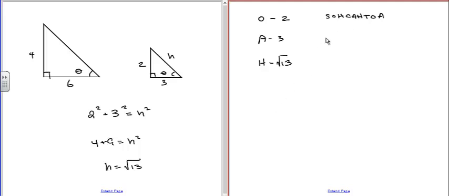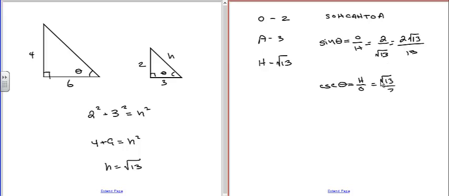And so we can find the exact value of the sine of theta by taking the length of the opposite side over the hypotenuse. So that's 2 divided by the square root of 13. And if we multiply and divide by the square root of 13, we get it in that form. Let's go ahead and do the cosecant. So the cosecant is hypotenuse over opposite. And what we'll do is take the non-simplified version here because it makes it easier to do the reciprocal. We just flip the numerator and the denominator.